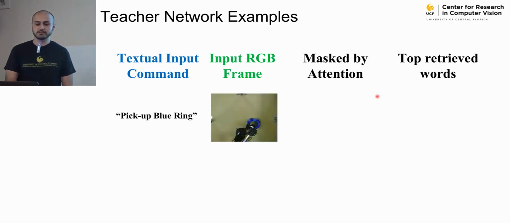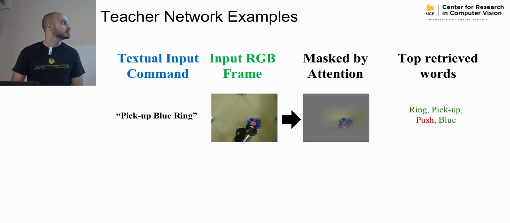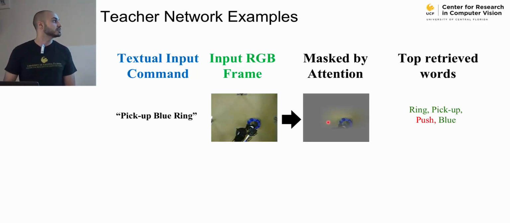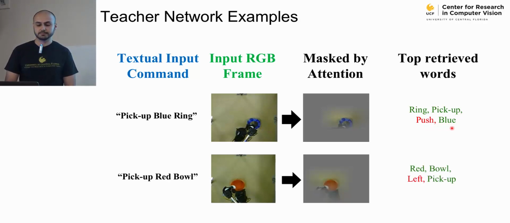So these are some more examples. If the textual input command is pick up blue ring, and this is the RGB frame, the masked version or the masked frame with the attention is shown here. And these are the words that the teacher network could retrieve. These are the top 4 words that the teacher network could retrieve, like in this case ring, pick up, push, and blue. And here's another example.